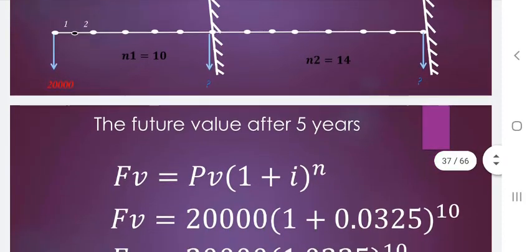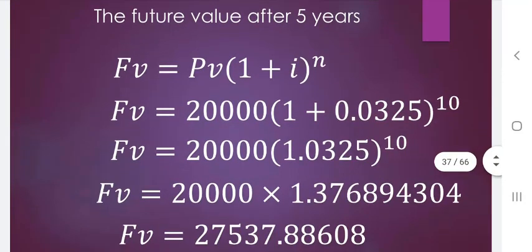We will use the formula of the amount. The future value will be equal the present value times (1 plus I) to the power n. At the start, we will get the future value after 5 years. So PV equal $20,000 times (1 plus 3.25%) all to the power 10. So the future value will be equal 27,537.